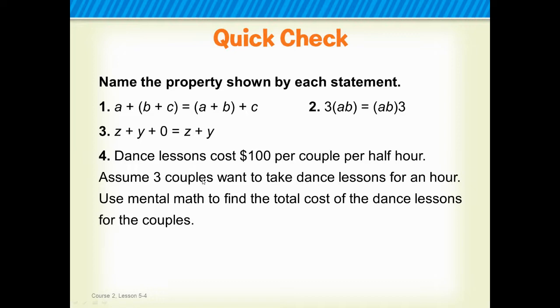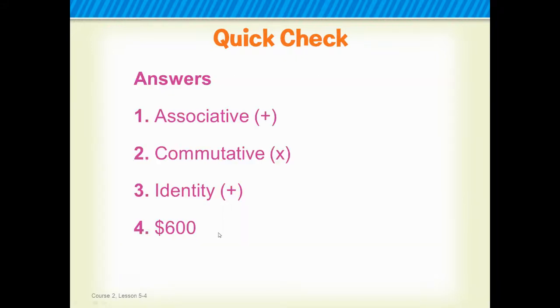Dance lessons cost $100 per half hour. 3 couples want to do it for an hour. I would take that out, make it 1 couple is $200 for an hour. So 3 couples would be $600. So hopefully you got that. That was just a warm up for you. Shouldn't take it more than a couple minutes to get there.